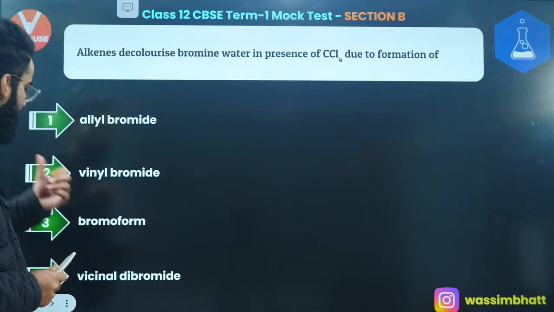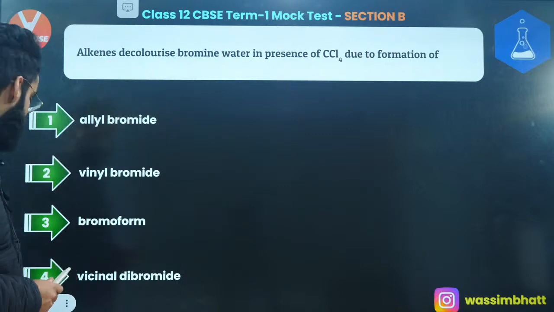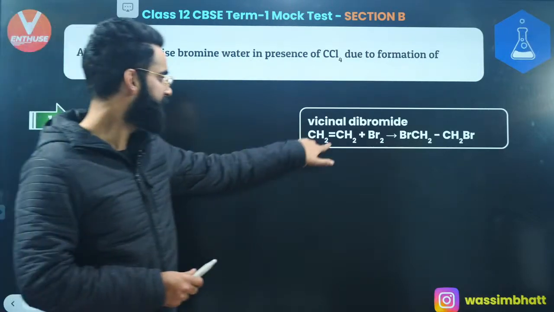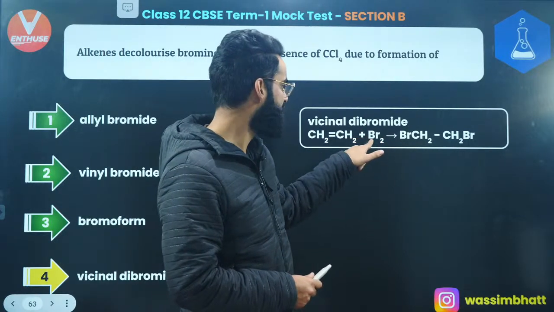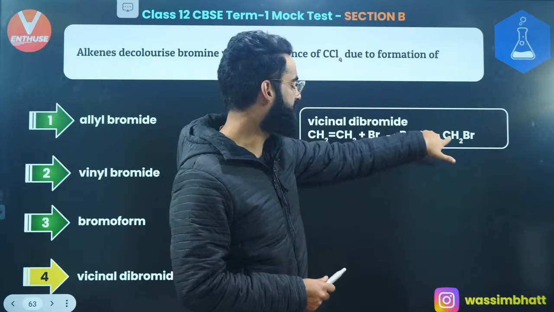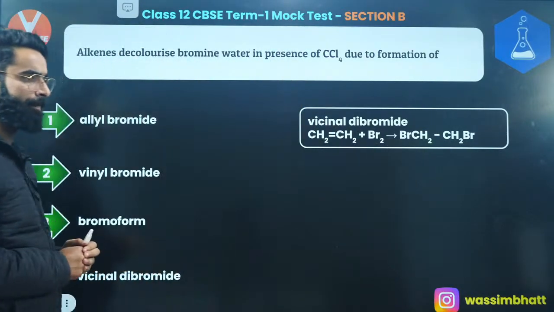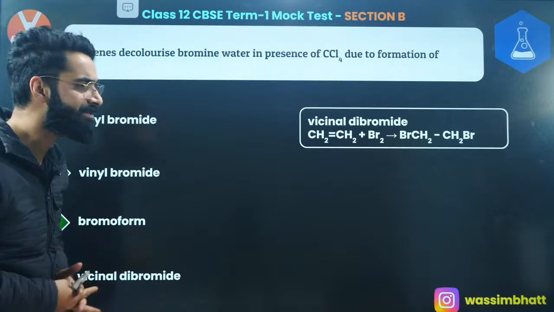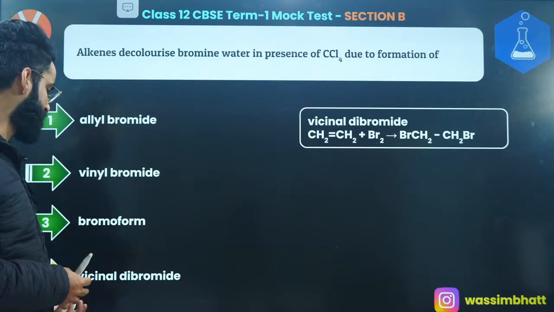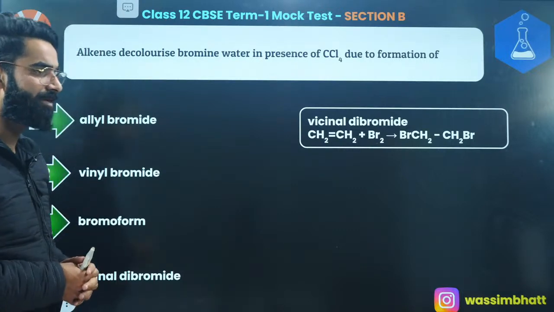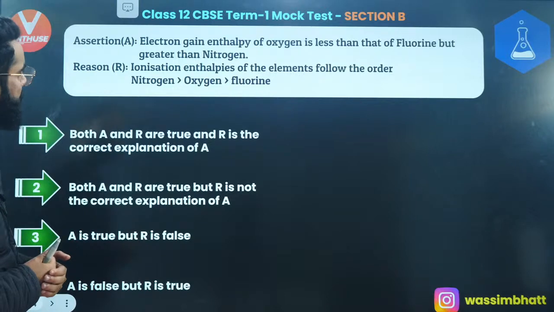Absolutely. You will be getting the vicinal dibromide. Dihalide means dibromide because you are using Br2, right? And this is the reaction. You are starting with ethene with Br2. This halogen bromine is getting attached to the two adjacent carbon atoms, so you are getting the vicinal dibromide over here. So basically alkenes decolorize bromine water in presence of CCl4 due to the formation of what? Due to the formation of vicinal dihalide, the vicinal dibromide, right? Okay.